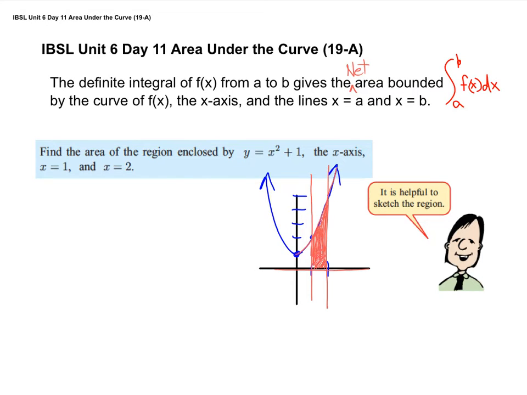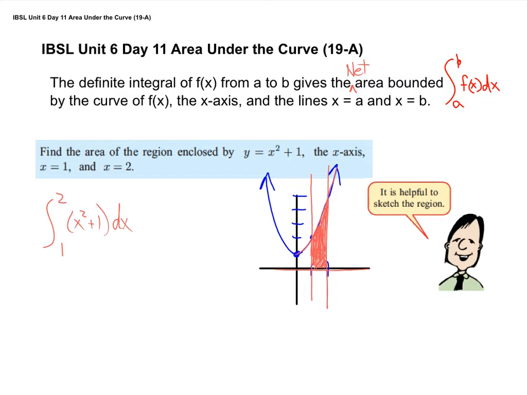So this is the area that we're looking for. And of course, one of the things that they're trying to get you to see in this case is that when they ask you to find this area, what you are really doing is taking the integral from 1 to 2 of x squared plus 1 dx. So we're finding the area enclosed here.